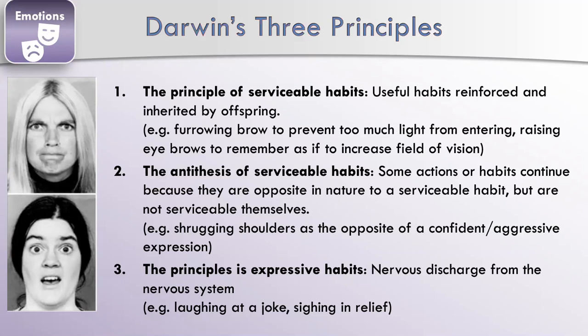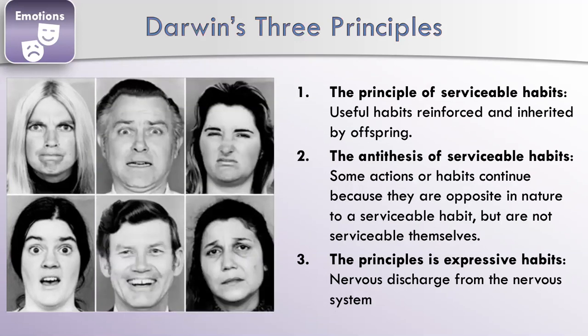The antithesis of serviceable habits, Darwin thought, might also explain something. Once there's already a signal established for a serviceable habit, the opposite of it would presumably convey the opposite signal. So for a confident expression and aggressive stance, the opposite of that might just be a shrug. And then expressive habits, right? So maybe laughing or sighing is just how you signal something. I'll leave it as an exercise to you to see if you can make sense of any of Ekman's emotions or any of the other emotions from these three principles.